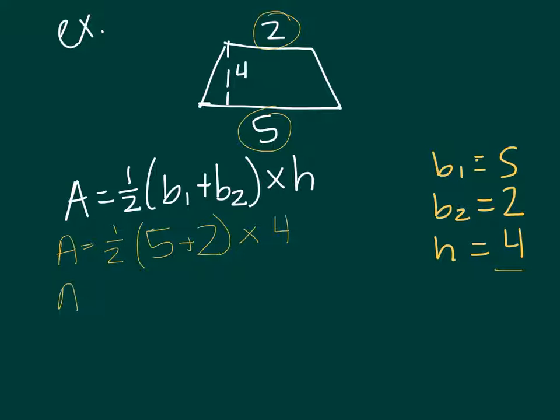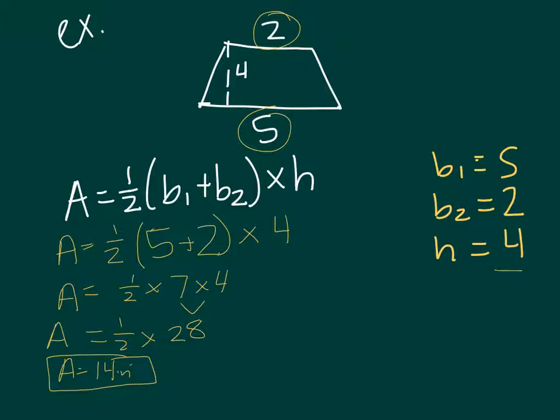So I'm going to rewrite the whole equation. 1/2 times 5 plus 2 is 7, times 4. Now I can choose to multiply whichever of these I would like to first. I'm going to multiply 7 times 4 first because that's 28. Then I'm going to multiply that by 1/2. So in my mind I think, well, what's half of 28? What two numbers add up to 28? So area equals 14. Okay, and that is our answer.